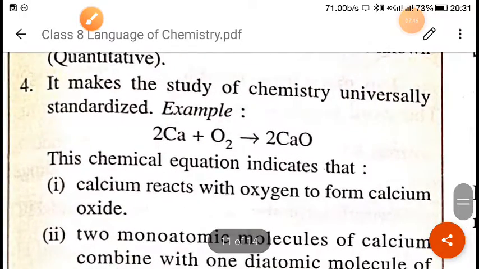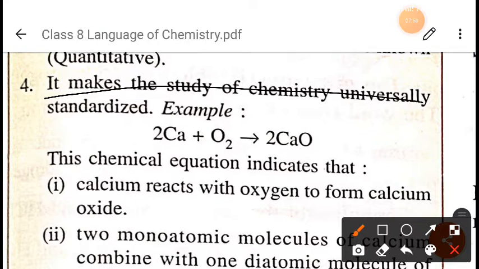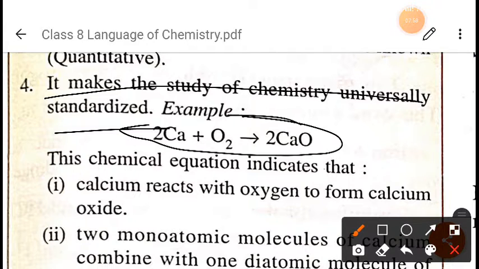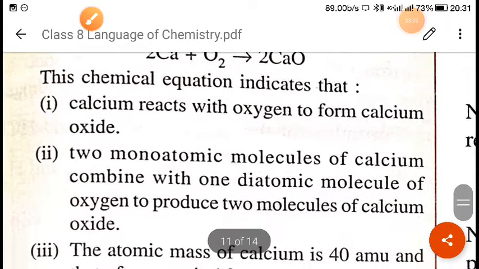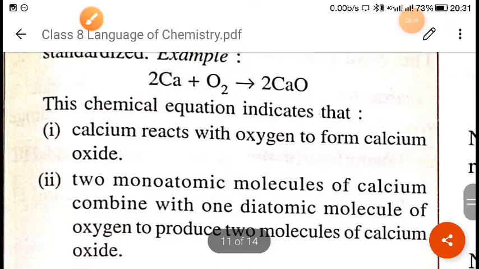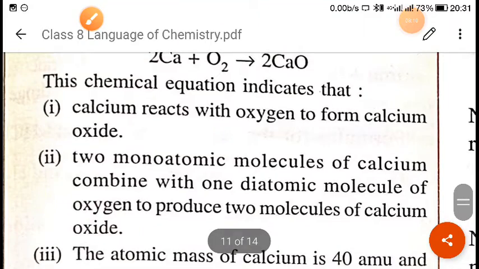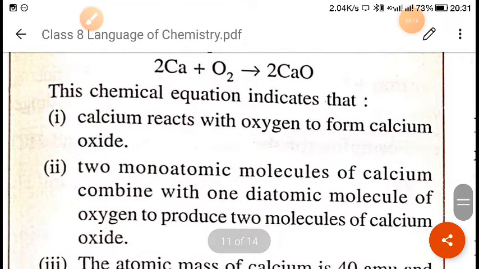Now, it makes the study of chemistry universally standardized. With the help of this, it makes the study of chemistry universally standardized, okay. One more example is given here: 2Ca plus O2 will give 2CaO, okay. Now next, let us look at this equation, 2Ca plus O2 will give 2CaO.